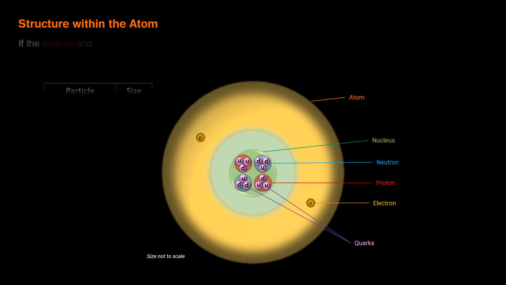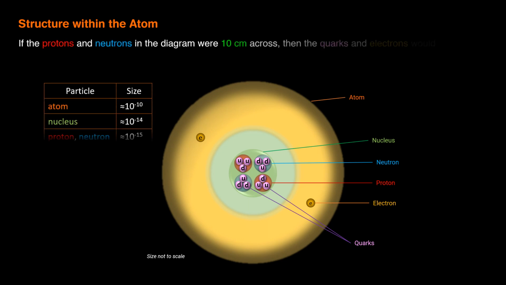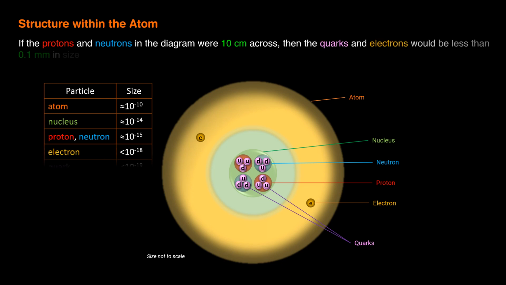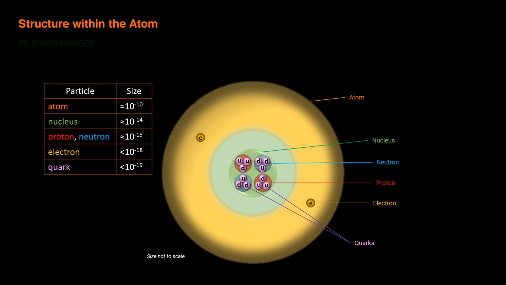If the protons and neutrons in the diagram were 10 centimeters across, then the quarks and electrons would be less than 0.1 millimeters in size and the entire atom would be about 10 kilometers across. 99.99999999999% of an atom's volume is just empty space.